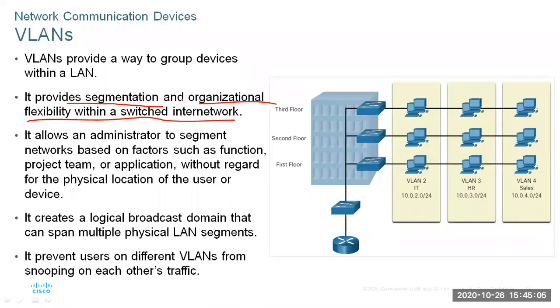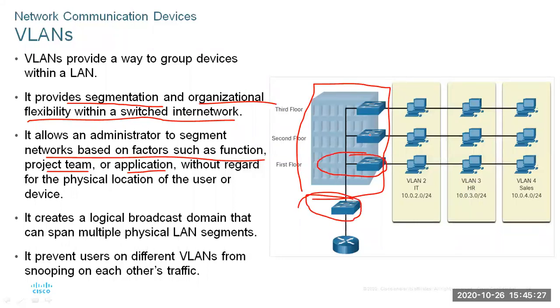It allows an administrator to segment the network based on factors such as function, project team, or applications, without regard to physical location. For instance, this is an office building and it has 3 floors. It has the ground floor where the server room is, then the first floor, the second floor, the third floor.